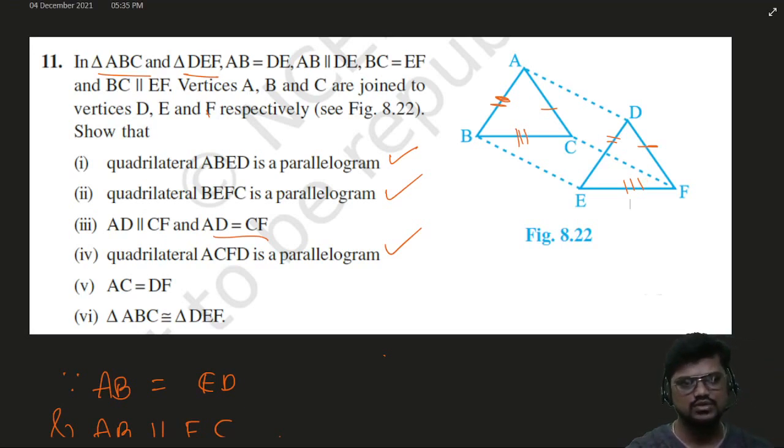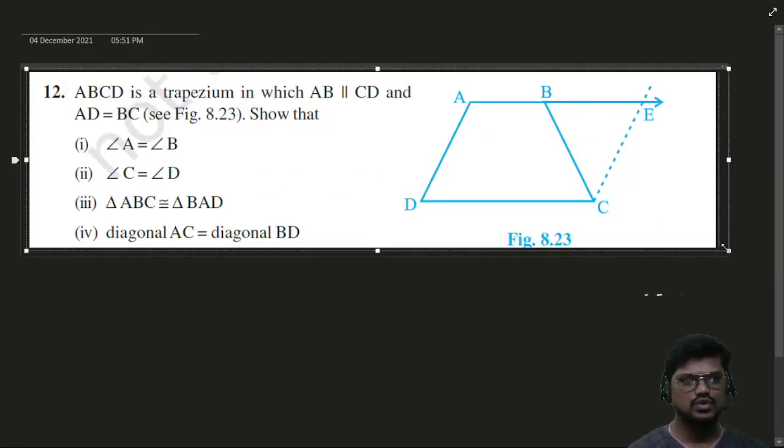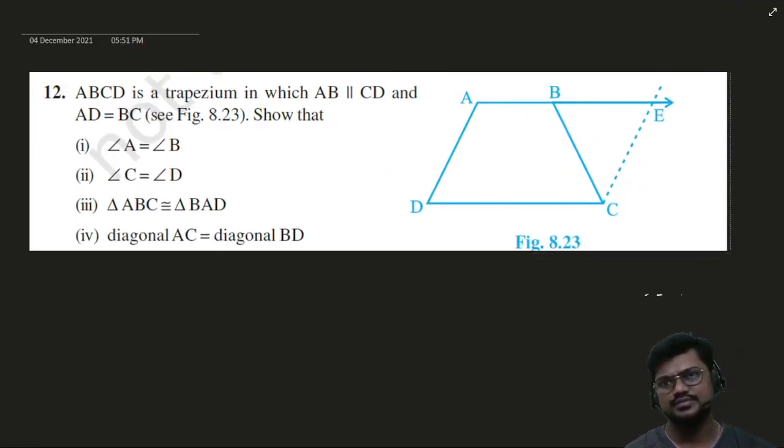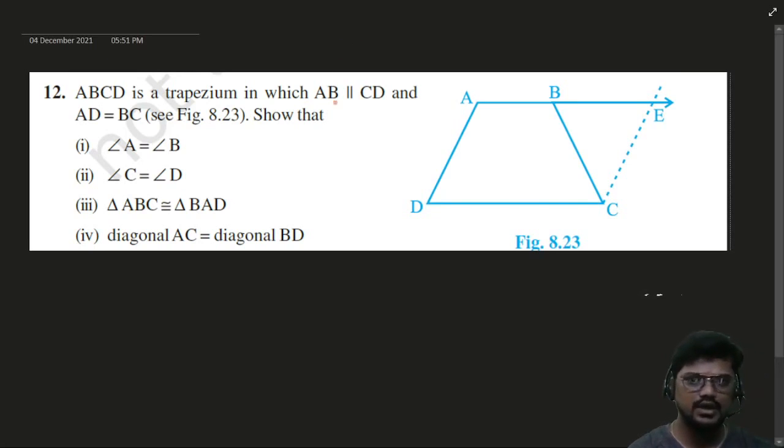Okay. Now let's go to the next. Over here, what do you have? ABCD is a trapezium in which AB is parallel to CD, and AD is equal to BC. That is, this is equal to this. These two sides are equal and AB is parallel to CD. That means this is parallel to this.